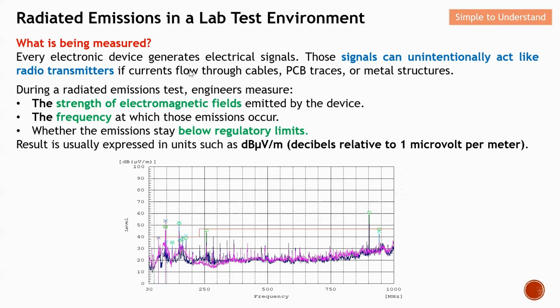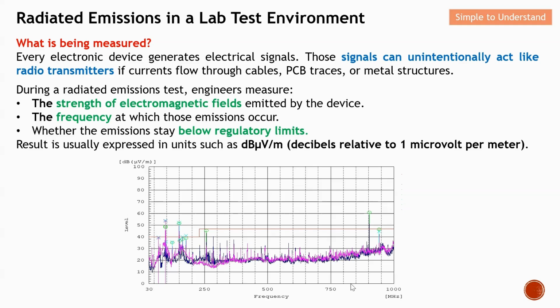Again, this can be like an antenna radiating out, which is undesired. During a radiated emission test, what the engineer needs to do is firstly measure the strength of the electromagnetic energy that is emitted by the DUT. Next, the frequency at which the emission occurs. From this diagram here, you can see that these are all the electromagnetic field strengths that are emitted by the device. This is the frequency.